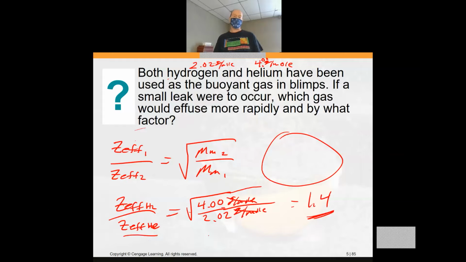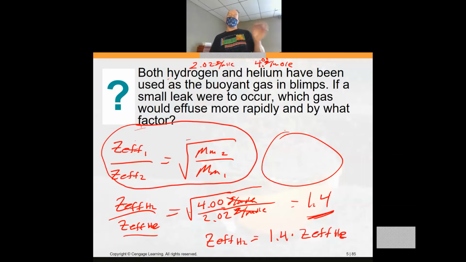So you can actually multiply both sides by the effusion rate of helium. You have the effusion rate of hydrogen is 1.4 times the effusion rate of helium. So helium is slower by a factor of 1.4. All right, so this is the equation.